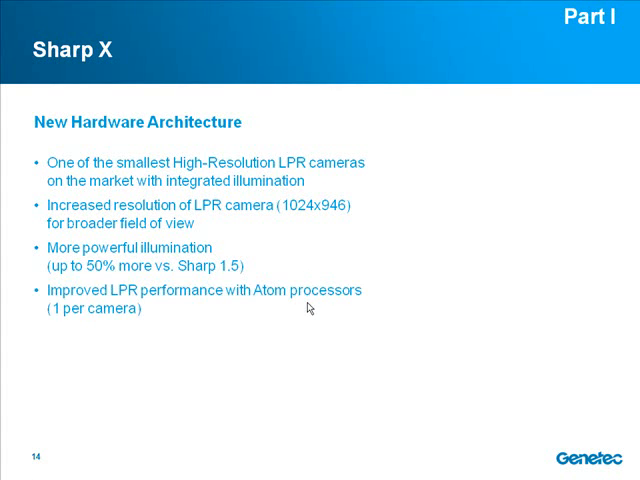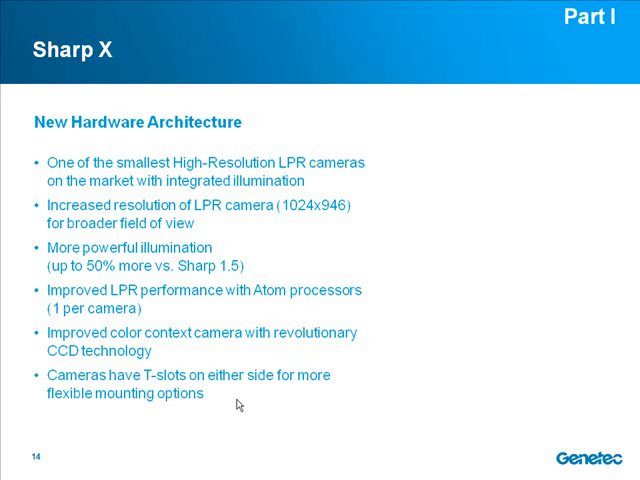And on the processing unit, we're using an Atom processor, so there's improved performance. Additionally, there is one processor per camera, which we'll take a closer look at in the next slide. We also have better color on the Context cameras, and the cameras have more flexible mounting possibilities as well.